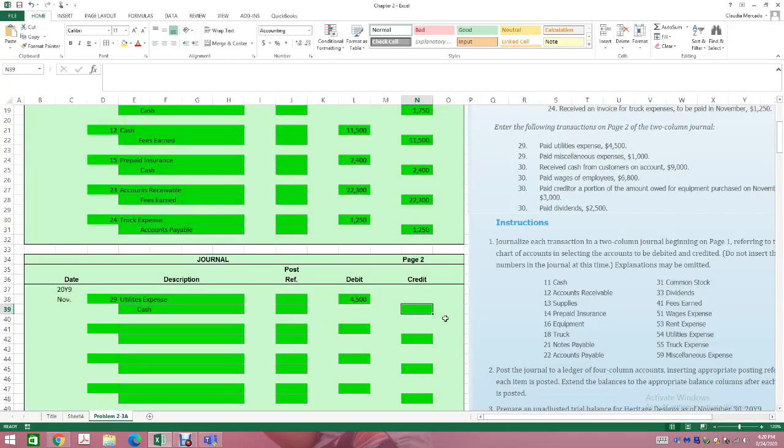Okay, so $4,500. On the 29th, you also paid a miscellaneous expense for $1,000. So do we have an account for miscellaneous? Yes, we do. We have miscellaneous expense. So all expense account entries are debited, and the amount is $1,000. How do you pay for your expenses? If it says paid, it means that you used cash. Okay.